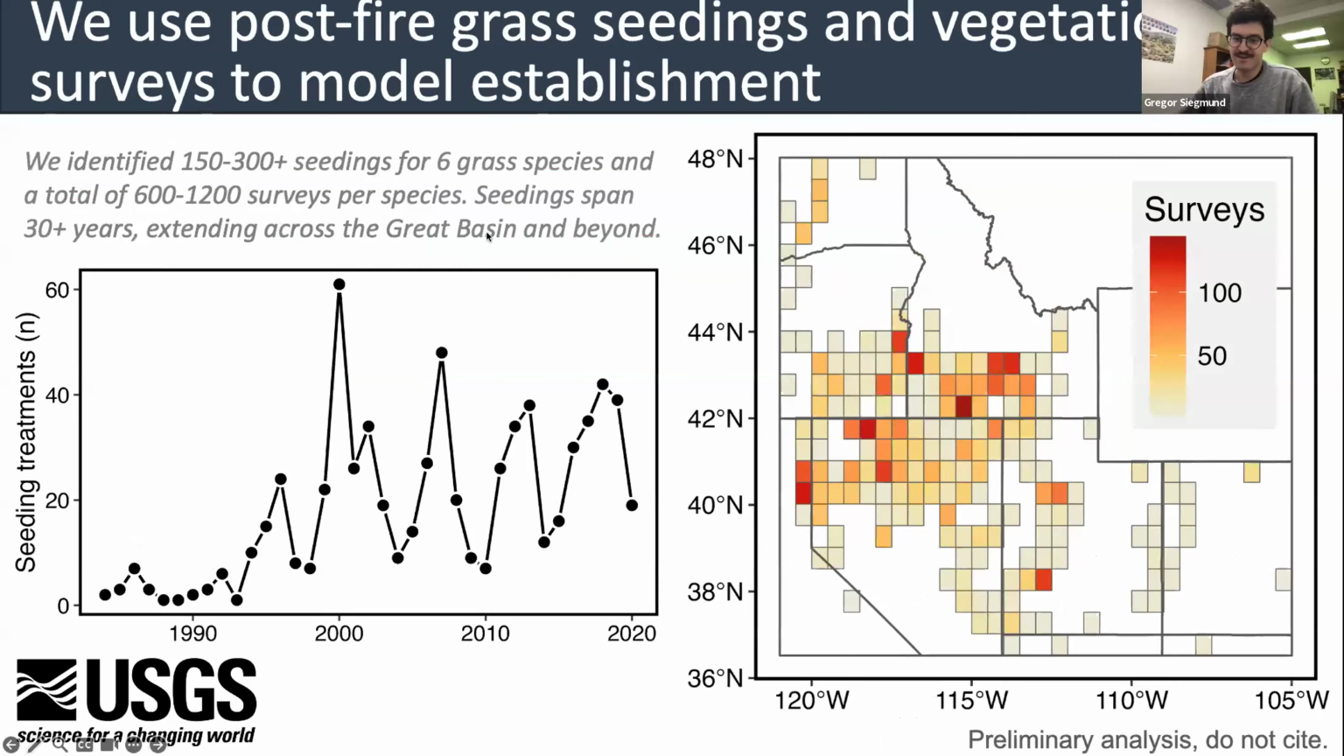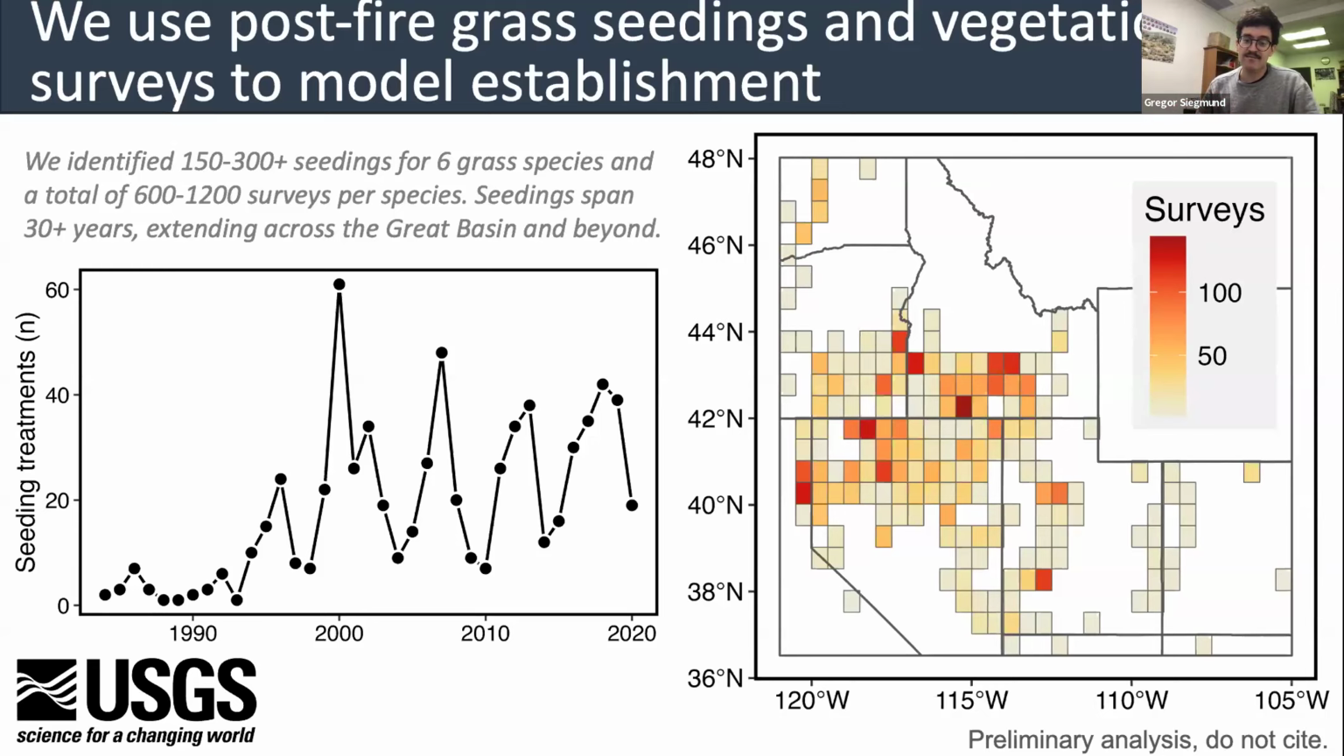Thanks, Alice. Yeah, so in addition to the work that Alice discussed, I'm focusing on adding to our capacity to forecast establishment for other species that are commonly used in post-fire seedings in sagebrush ecosystems. So specifically, I'm focused on 6 perennial grass species: sandberg bluegrass, squirreltail, Indian ricegrass, bluebunch wheatgrass, Snake River wheatgrass, and crested wheatgrass. And for each of these species, we've identified 150 to 300 seedings that span collectively over 30 years and extend across sagebrush ecosystems.